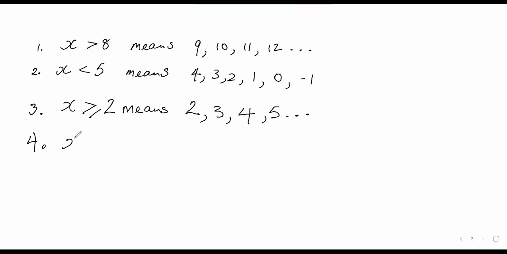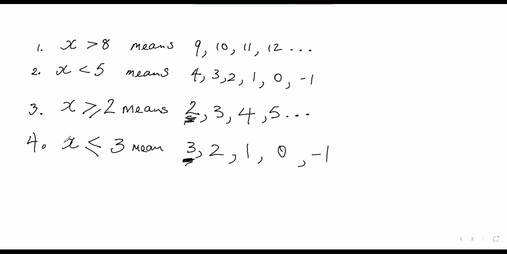Now, when x is less than or equal to, let's see, 3, it means that I am including the 3, 2, 1, 0, and so on, because it's less than 3. But I must include my 3. Here I must include the 2.